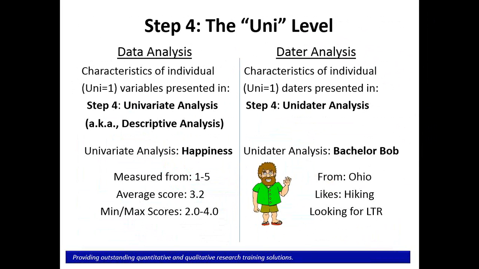Then on the left, under data analysis, step 4 is univariate. So instead of uni data, one data, univar, one variable. So also called descriptive analysis, because you're describing the characteristics of one variable at a time, the same way as a person, right? So looking at happiness, we might describe happiness by itself, measured from 1 to 5. The average score is 3.2, right in the middle. The highest and lowest scores for happiness are 2.0 to 4.0, right?